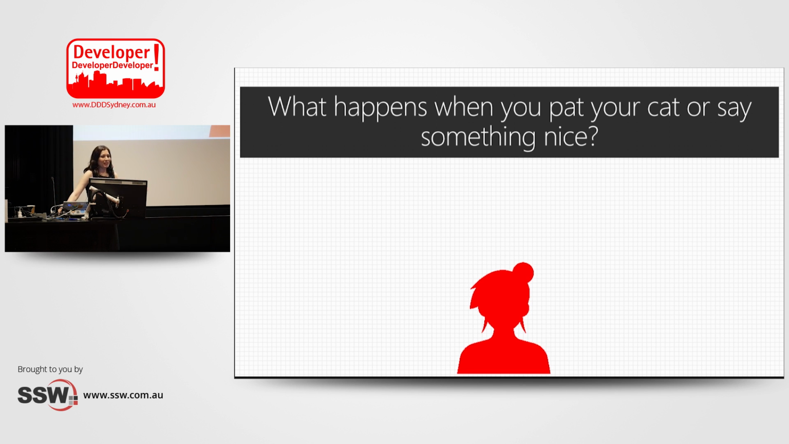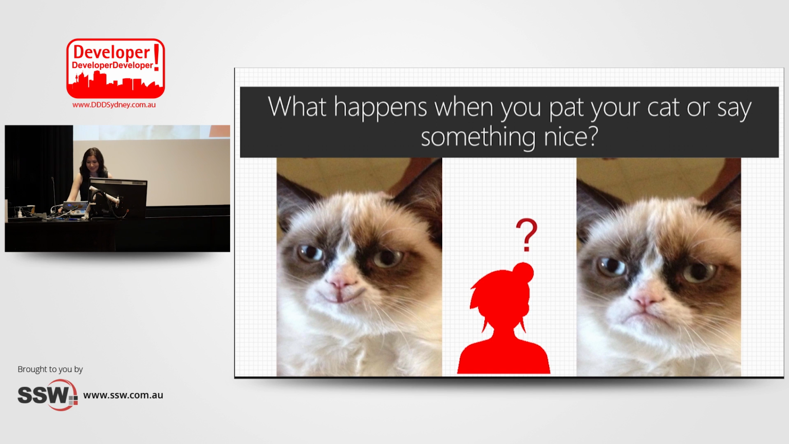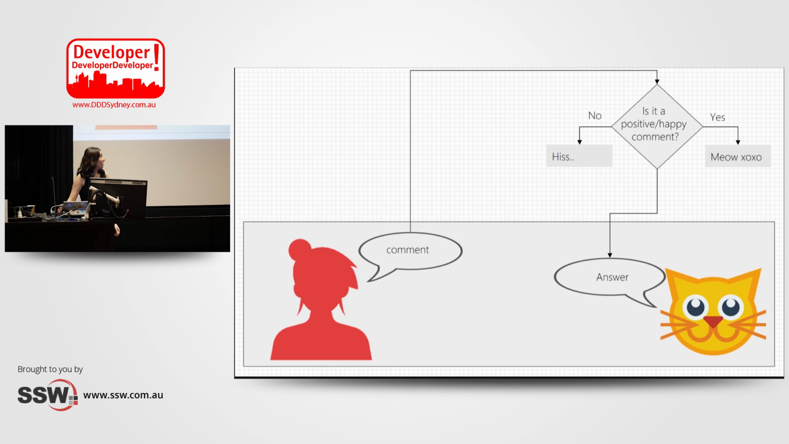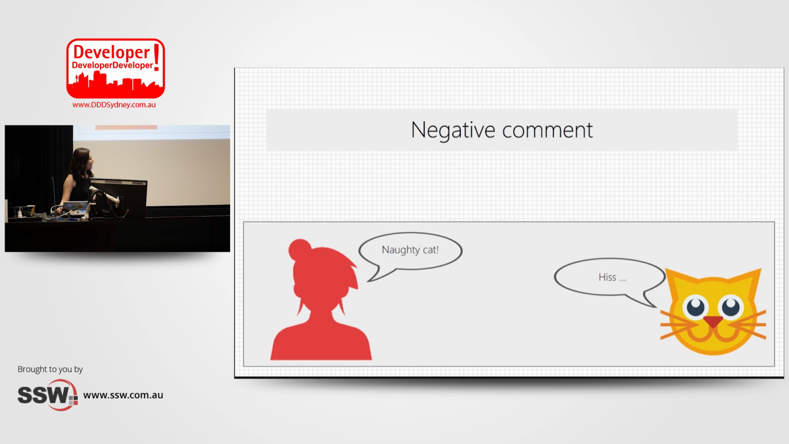Sometimes you don't know what you get when you pet a cat. You don't know if you get a happy face or a grumpy face. I thought that it would be a good idea to create a virtual cat that is actually predictable. If you say something positive to the cat, it says meow. If you say something negative to it, it says hiss. All right. It sounds silly, but I'll show you. So if I say you're so cute, I will get meow, and if I say naughty cat, I will get hiss.